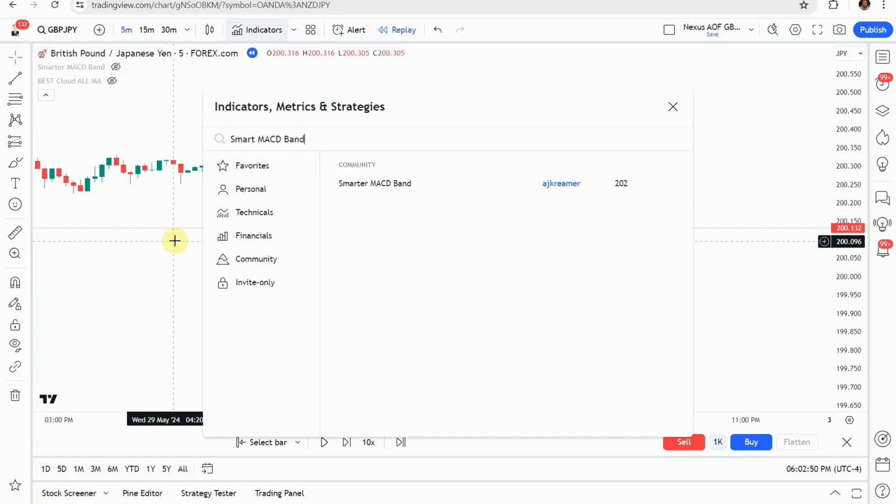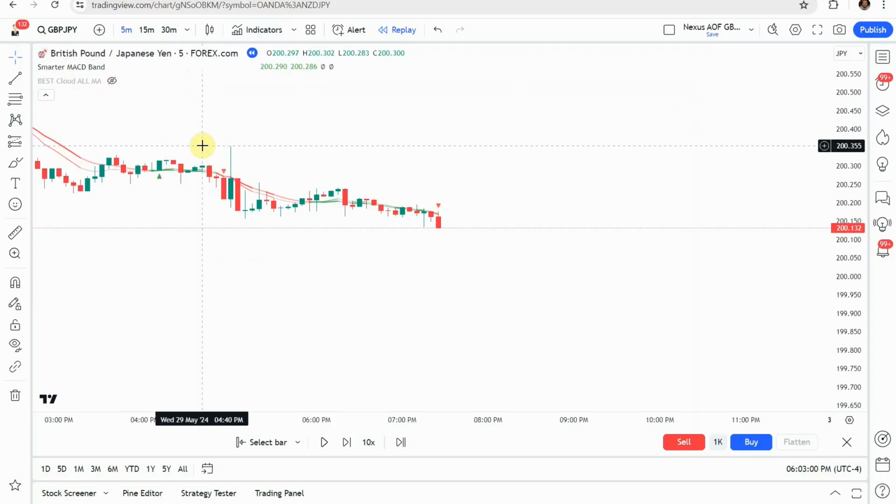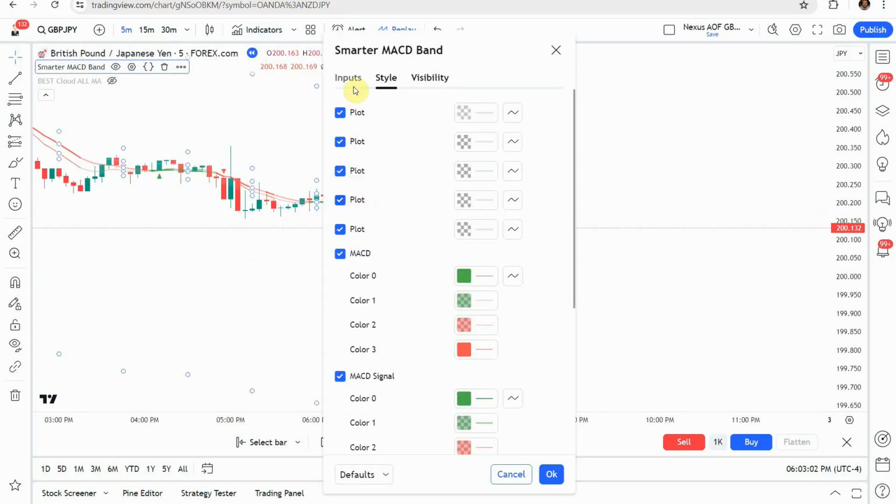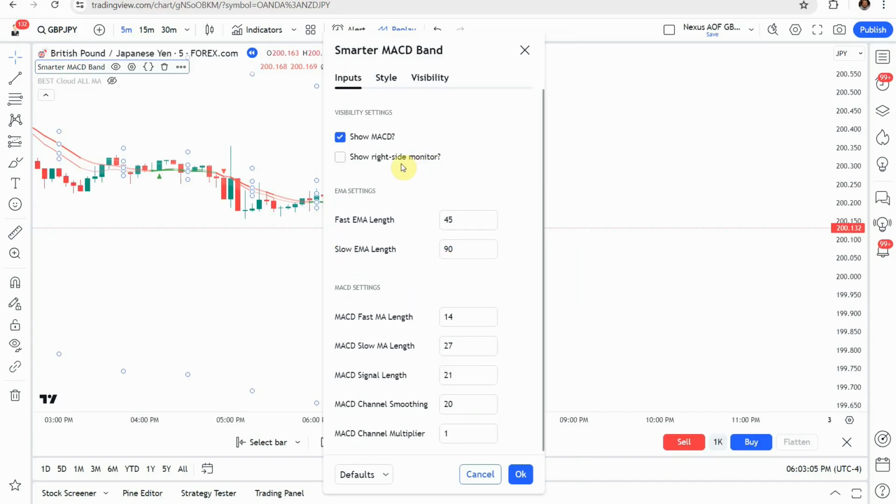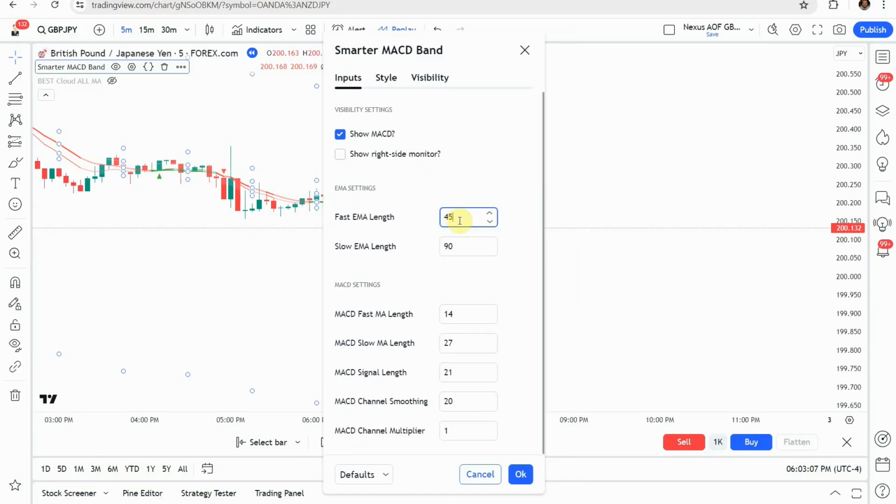The first indicator you will add to the screen is the Smarter MACD band, this one right here. Go ahead and click on that and add it to the screen, and jump into the settings on this. Under the inputs, you're going to change the fast EMA length to 45, the slow to 90, then jump down to the MACD fast. You're going to change that to 14. The slow, you're going to change to 27, and the signal, you're going to change to 21.